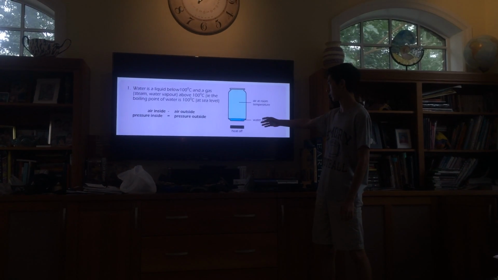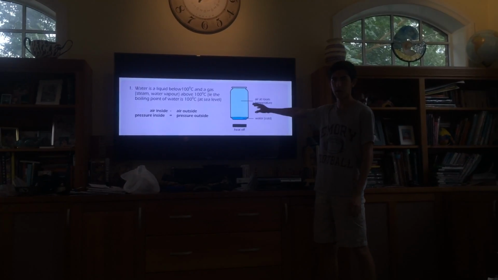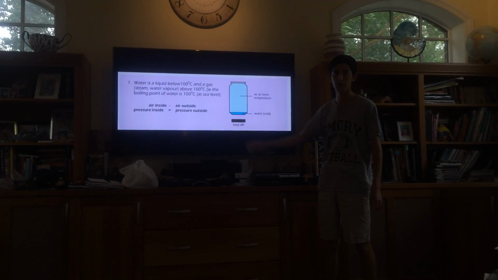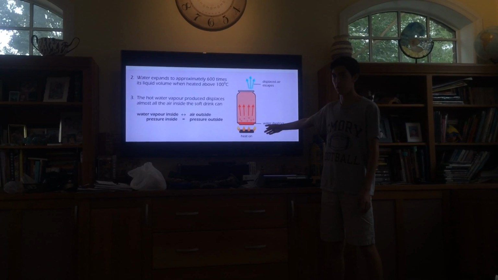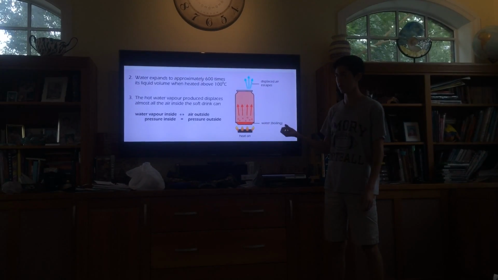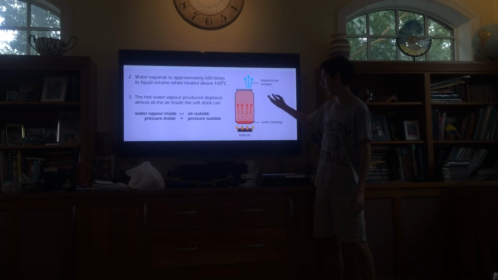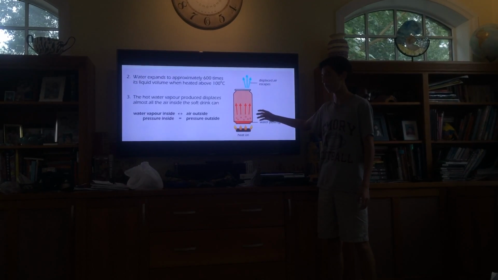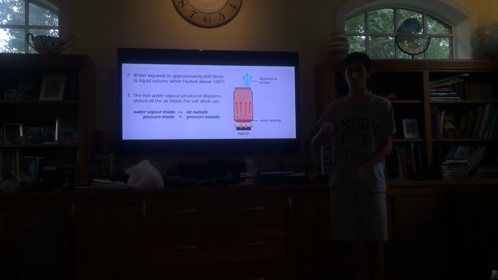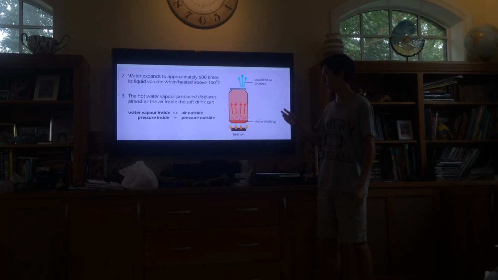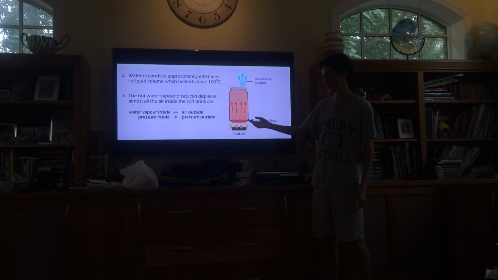Alright, so this is our setup with just water and just regular air filling up the rest of the can. But when we boil the water, the vapor, which is going to expand to roughly 600 times its liquid volume, is going to push out the air and fill it up, which is Charles' law. So as the volume of the water vapor increases, it is directly proportional to the heat increasing as well.